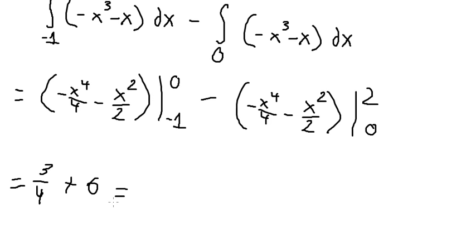So we sum two numbers together. And we have 27 over 4.